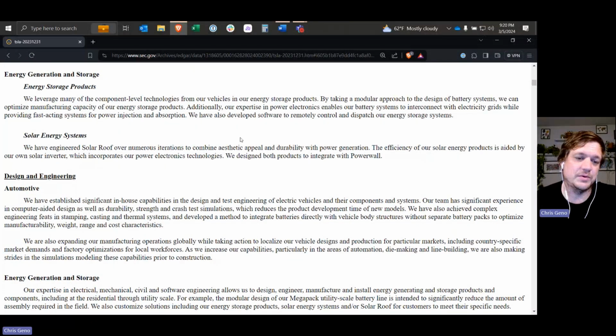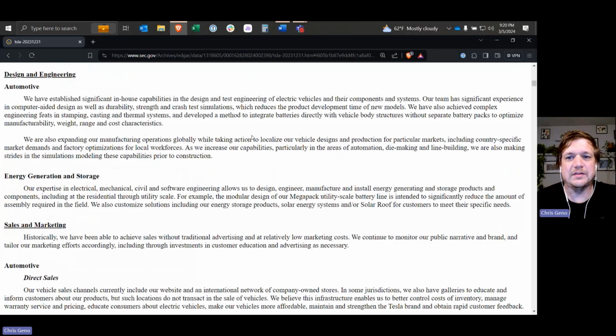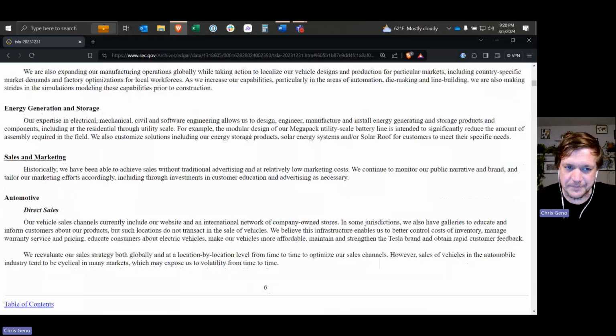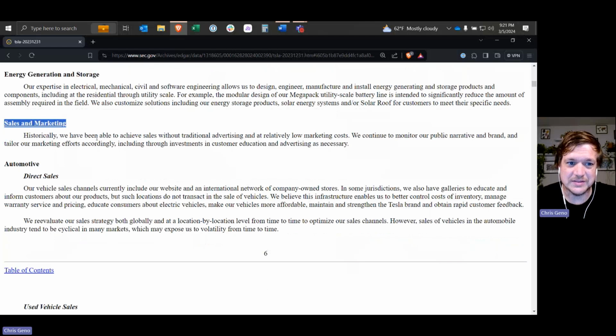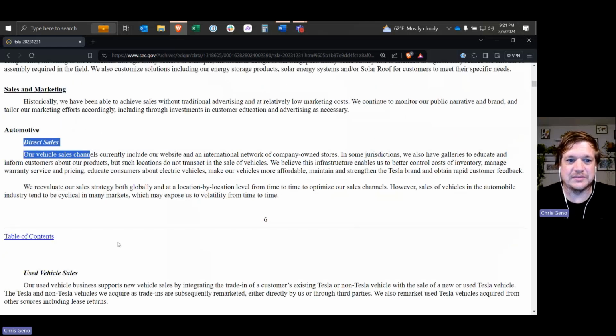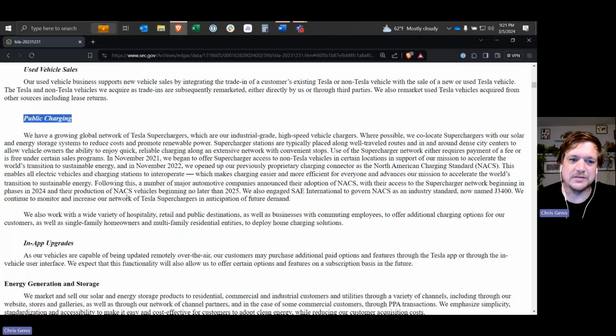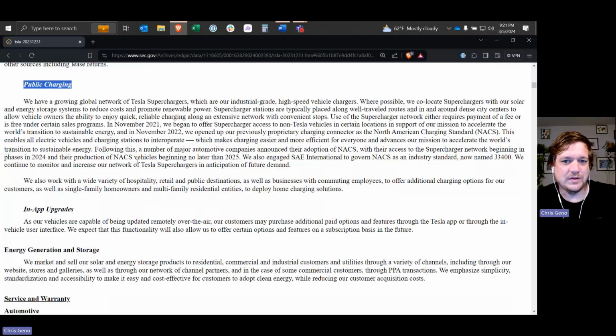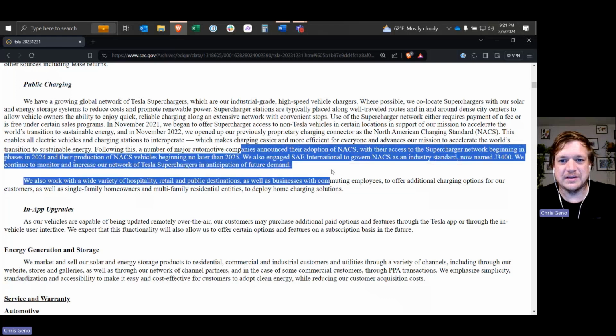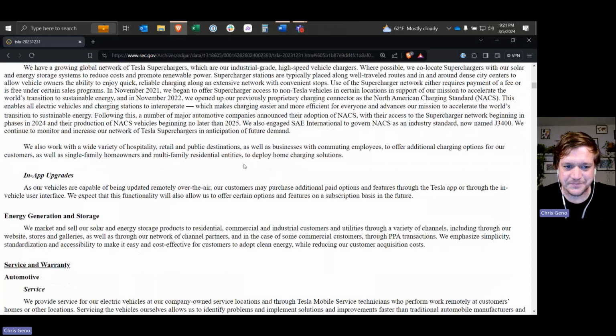Obviously, I'm not going to read it all, but if you want to learn about a company, this is a great spot to come to see more information about them and understand their business in more detail before you even get to financial statements or other stuff. They also talk about sales and marketing, how they sell the products, what they do with used products, what they do with public charging, and how they get money from that as well. This gives you all of the details associated with how they're generating revenue as a business, as well as some of the potential roadblocks that may be involved as well.